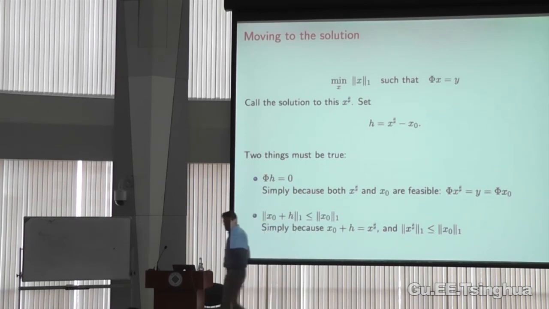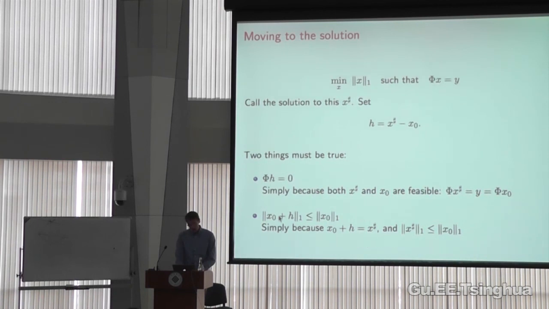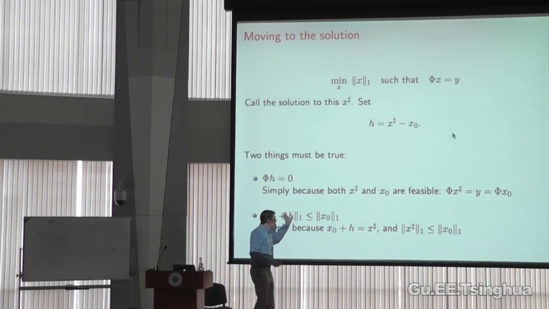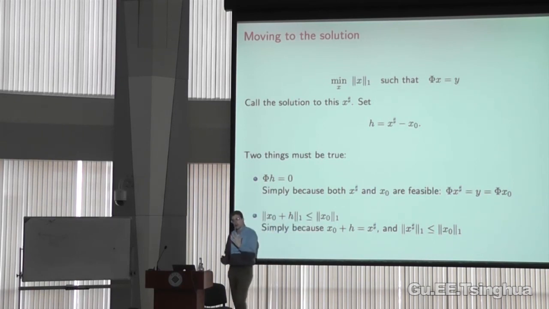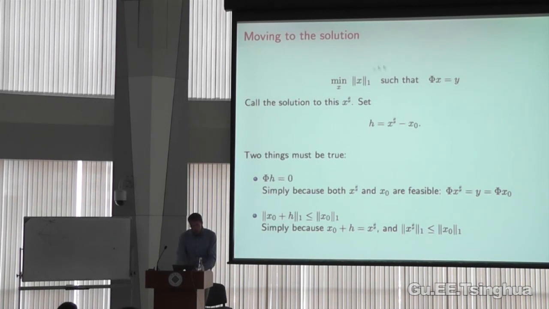Second thing we know about h is that when I add it to x naught, it has to decrease the L1 norm. Right? Why is that true? It's just true by definition. It's saying x sharp is the smallest L1. Basically x naught plus h is just x sharp. And if I'm calling x sharp the solution to this program, well then it better have L1 norm less than or equal to that of x naught. That's just by definition, since x naught is also feasible.